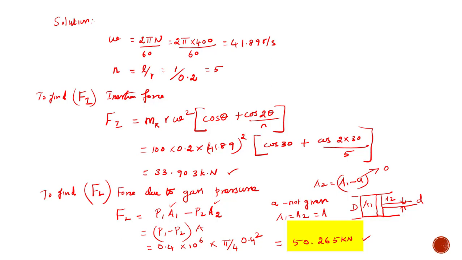Now we are going to calculate the piston effort. It is the net resultant force. Piston effort, that is FP, is the resultant force which is acting on the piston along the direction of the motion. So we know that FP is FL minus FI minus FF. This is the formula to find out the piston effort as far as a horizontal engine is concerned.